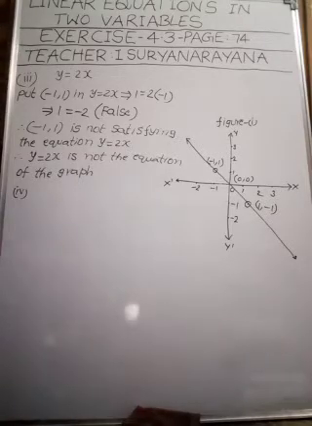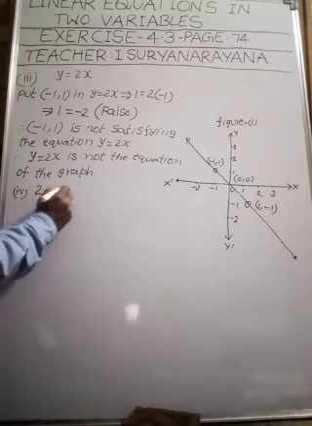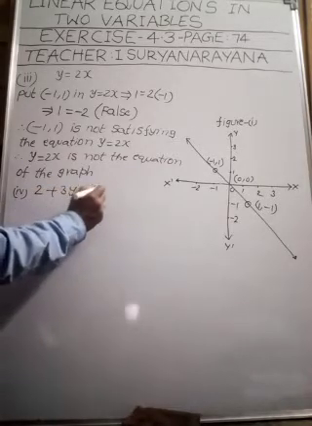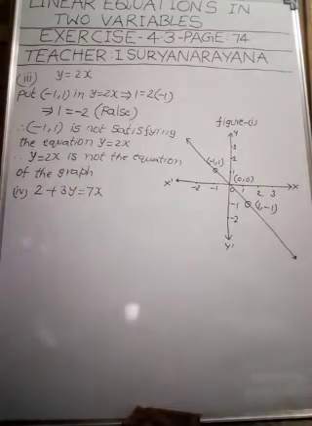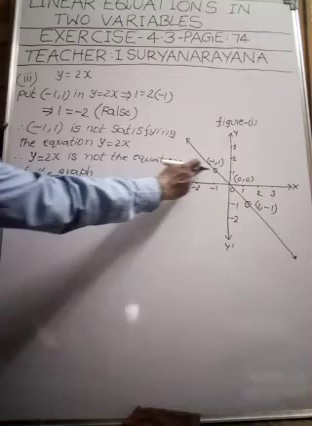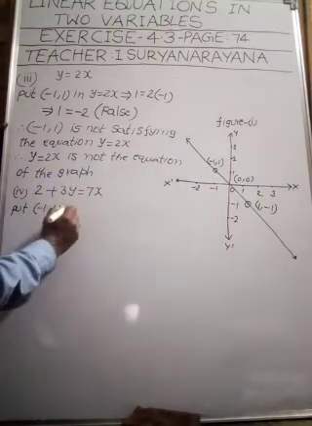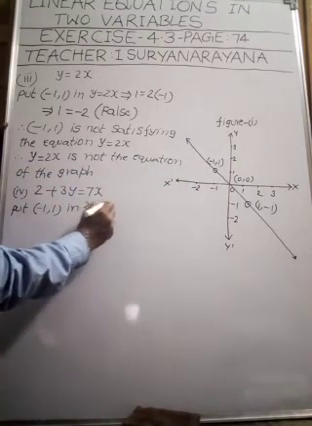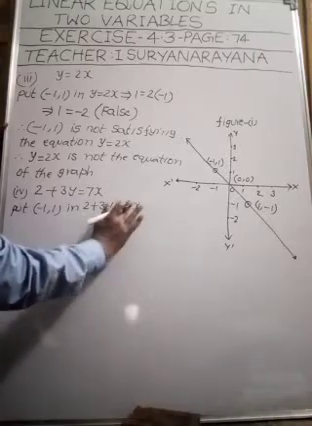2 plus 3y is equal to 7x. This is the fourth choice we are given. So we follow the same steps. We follow the same procedure. Okay, my children. So put the first point (-1, 1) in this equation, 2 plus 3y is equal to 7x.